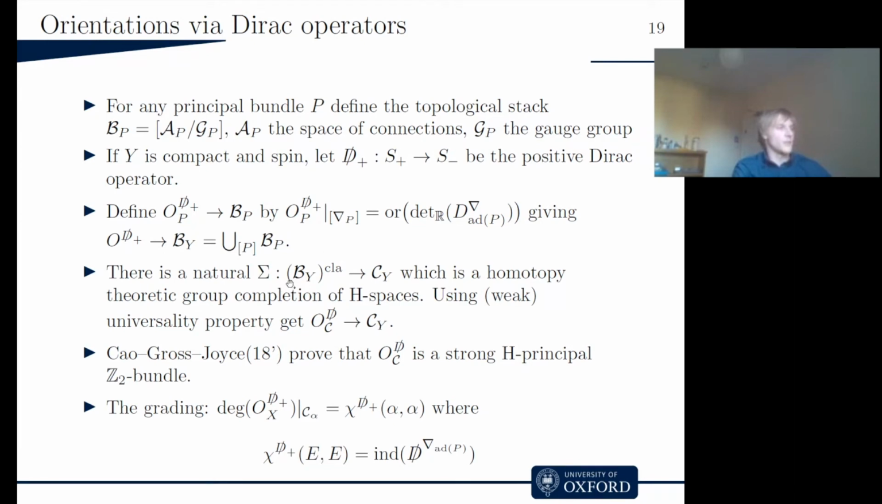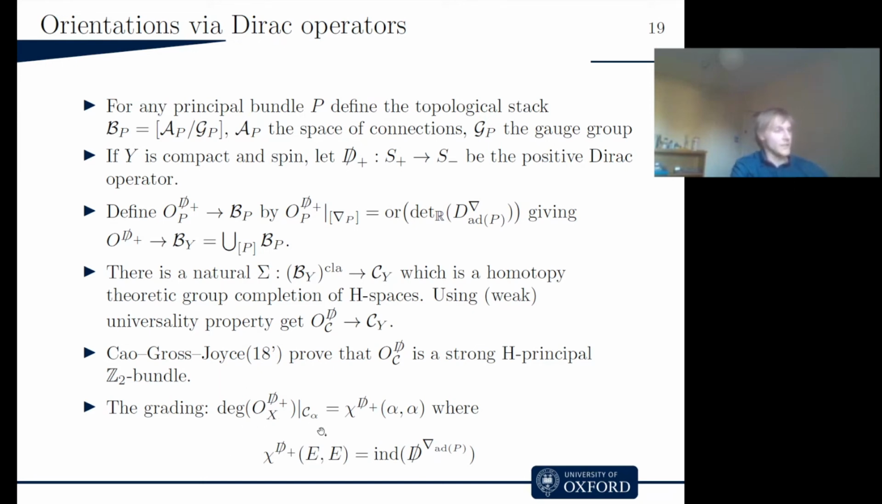Now there is a natural map from a classifying space, which is really just similar to this topological realization of Blanc, but for topological stacks here now. And there is a natural map from this into the K-theory space, which is a homotopy theoretic group completion, because this is an H space and this is a group-like H space. So you kind of have a group completion here, which satisfies some weak universality property. And using this, it extends this Z2 bundle to the entire K-theory space. In Cao-Gross-Joyce, the Z2 bundle is in fact proven to be a strong H-principal Z2 bundle.